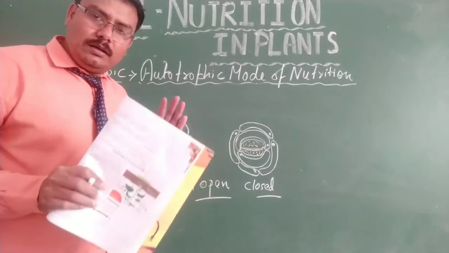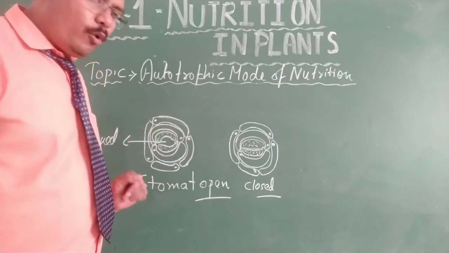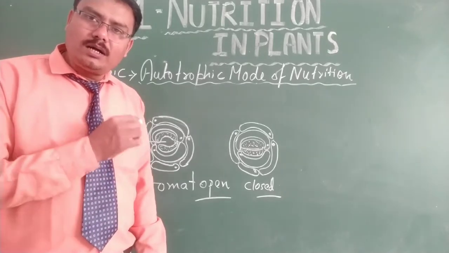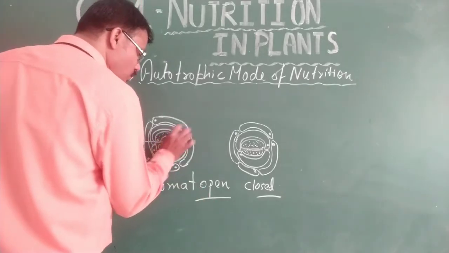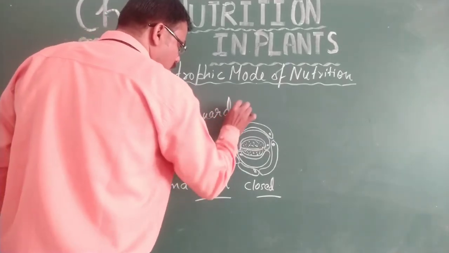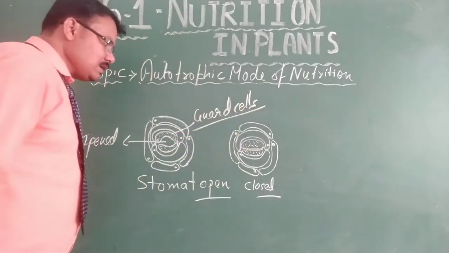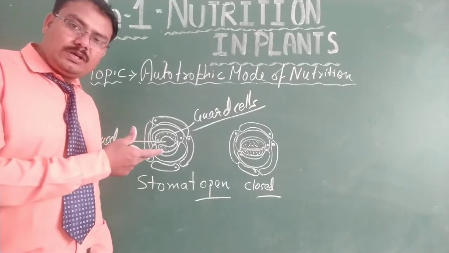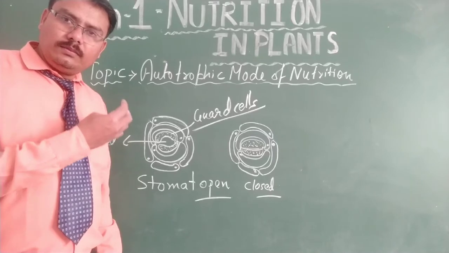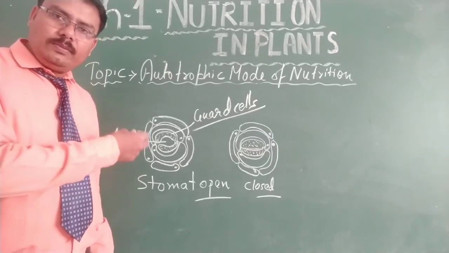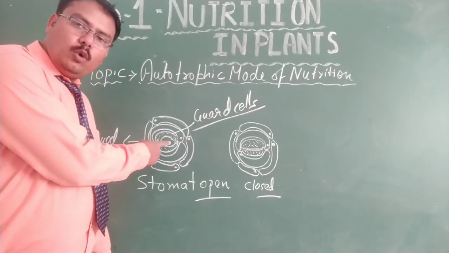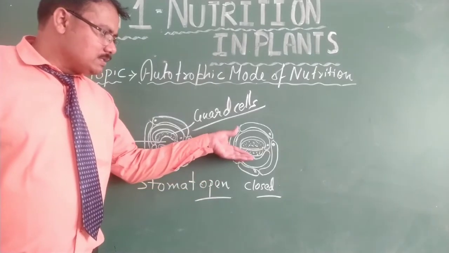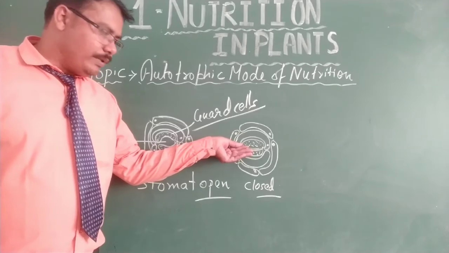And there is a particular cell at its opening point which helps the stomata open and close. That particular cell is called the guard cells. These guard cells help to open and close the stomata while it requires oxygen or carbon dioxide. The guard cells open, and through the opening the oxygen or the carbon dioxide enters, and when there is no requirement of oxygen or carbon dioxide, the guard cells come closer and close the opening.